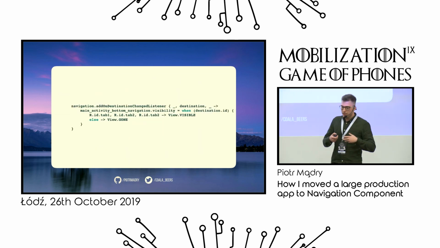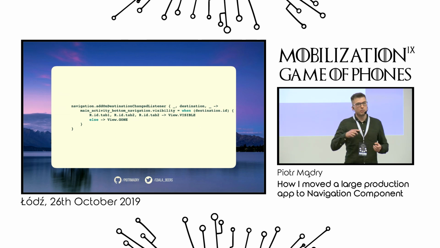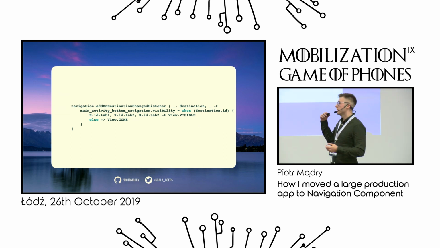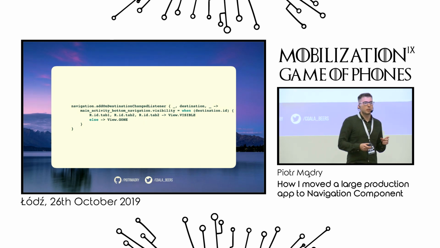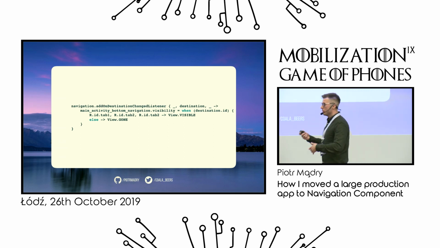And the solution is pretty easy, because we can listen for the destination changes. If the new destination is one of our 3 tabs, that means we can show the bottom navigation. Otherwise, we can simply hide it.